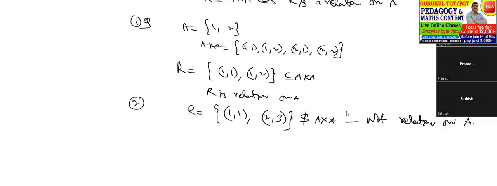Next, relation on a set. There are many types of relations on a set, standard relations. The first one is types of relations. What are the types of relations on a set? The first one is reflexive relation.